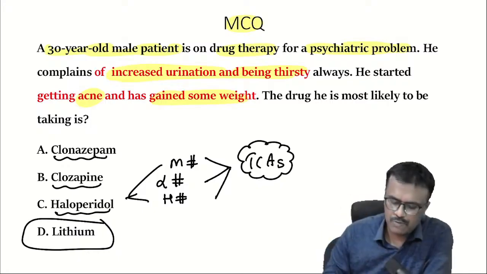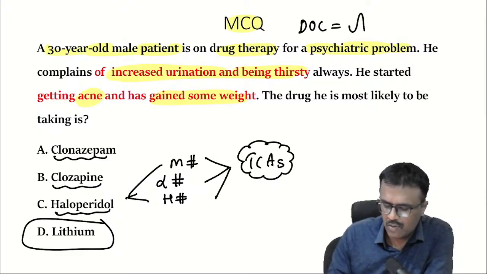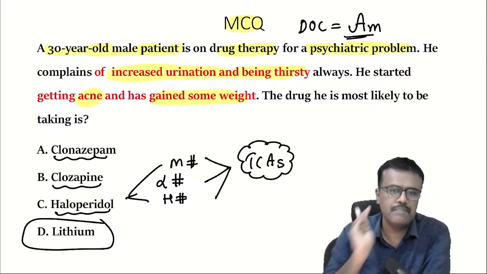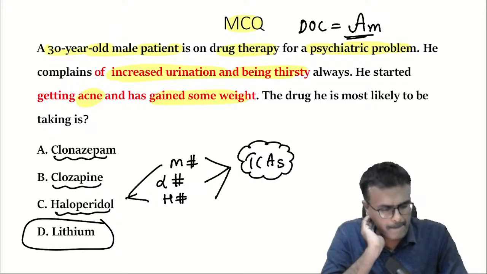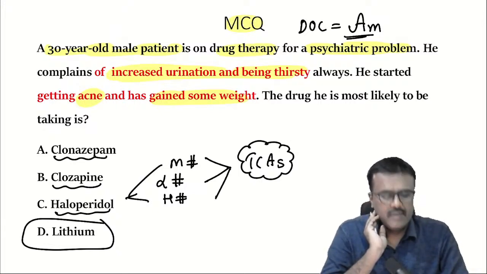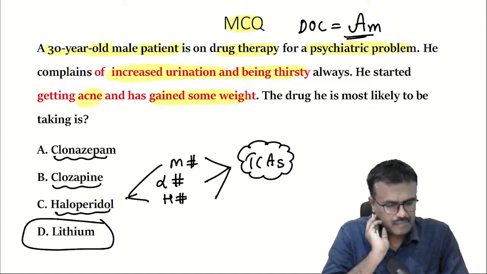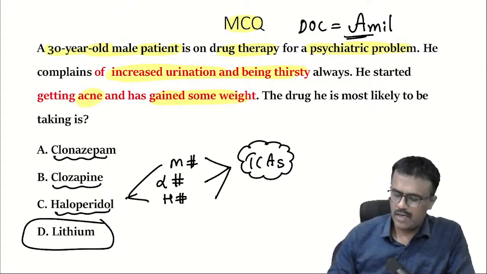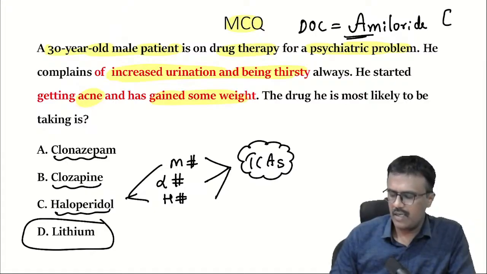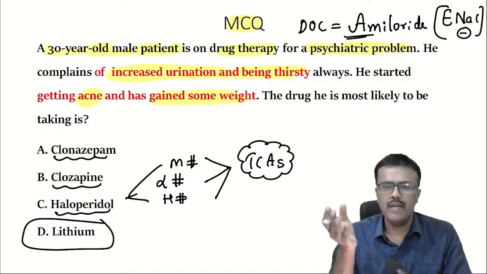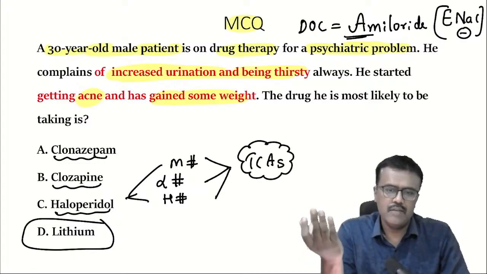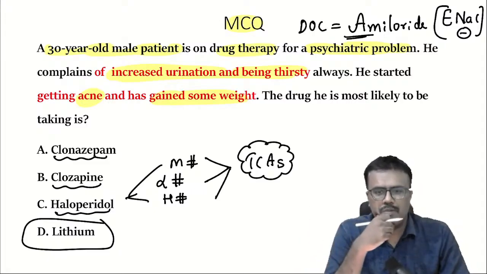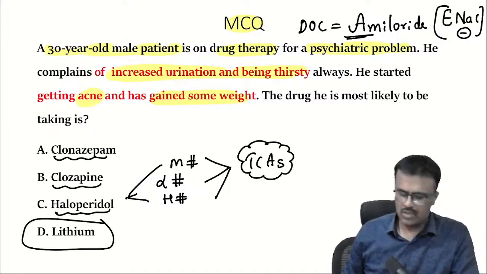That's why the drug of choice to manage this, I will give a clue. The drug starts with AM. Try to answer it. Amiloride. Now what is amiloride? It is an ENaC, epithelial sodium channel inhibitor. So if I inhibit epithelial sodium channel, lithium will not enter the collecting duct and it will not inhibit the action of ADH. If it doesn't inhibit ADH, then there is no polyuria. So this is the mechanism.